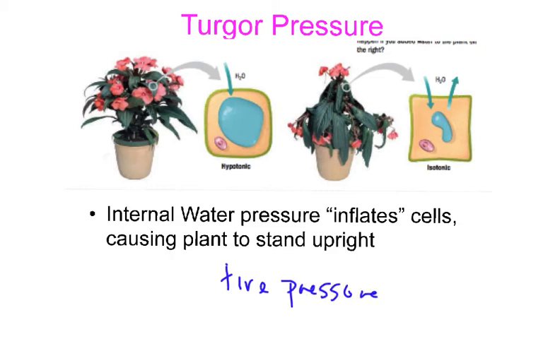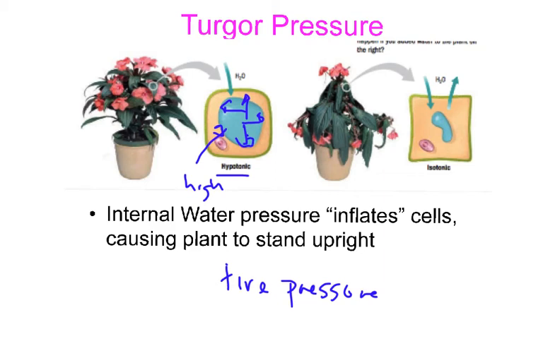Now, what's happening here is plants like to be in hypotonic solutions, which remember means a high concentration of water on the outside, low solute. And so water moves in, and what that does is that inflates that central vacuole and causes that vacuole to push out against the cell walls, providing structure to the plant.